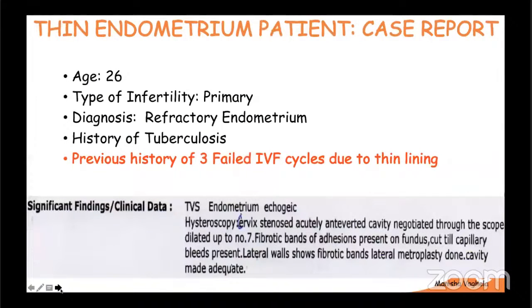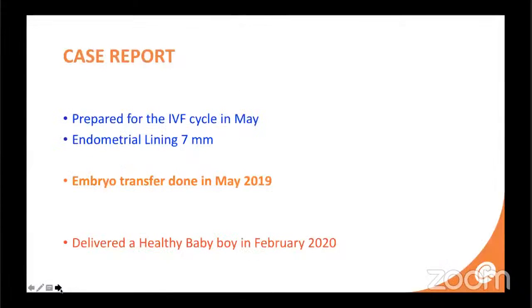So this was one of our very first cases, and we also have a case report in our name, wherein a 26-year-old female who was suffering from primary infertility was diagnosed to have refractory endometrium due to history of tuberculosis previously. She also had a previous history of 3 failed IVF cycles due to thin lining. Now, we prepared for the IVF cycle in May. The endometrial lining was 7 millimeters.